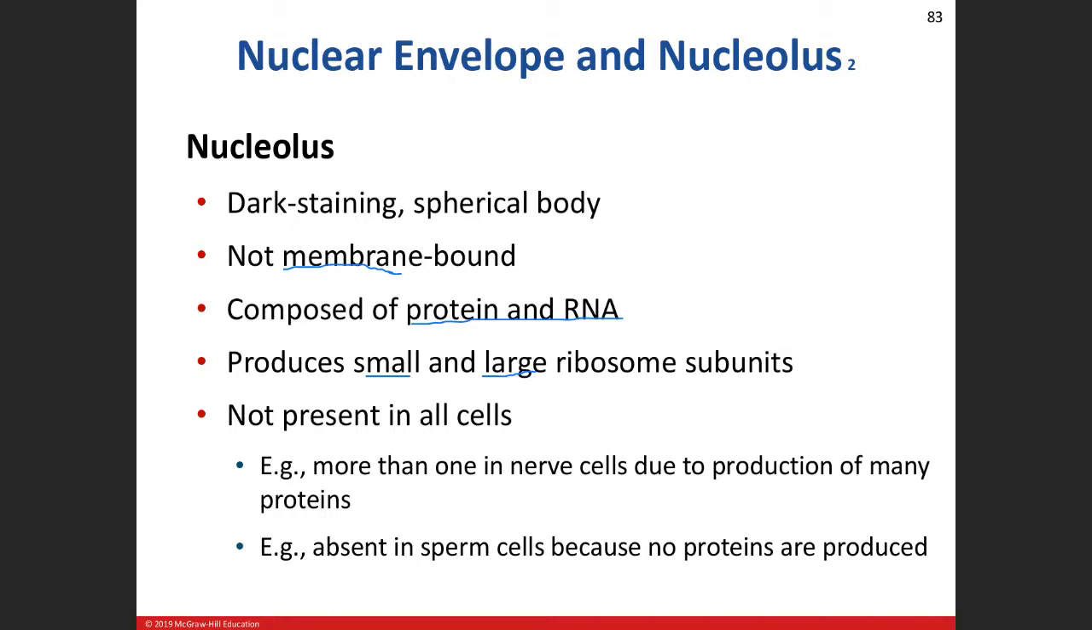And again, we don't see this structure in all the cells, all right? But definitely in cells that are going to be making proteins. Anything that's going to be making a lot of proteins. You know the functions of proteins, okay? So any cell that is going to be making those, you'll see nucleolus present, okay? Sperm cells, for example, is going to be a cell that you don't see the nucleolus, because it's not making any proteins.